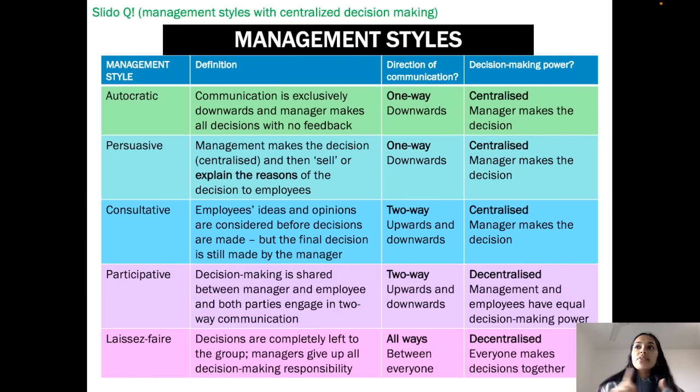So just a bit of a summary. Autocratic, manager's the one making the decision. Persuasive, manager making the decision but justifying the decision. Consultative, manager considering the ideas of employees, but ultimately making the decision. Participative, both manager and employees can make the decision. Laissez-faire, everyone, so decisions are left completely to the group.